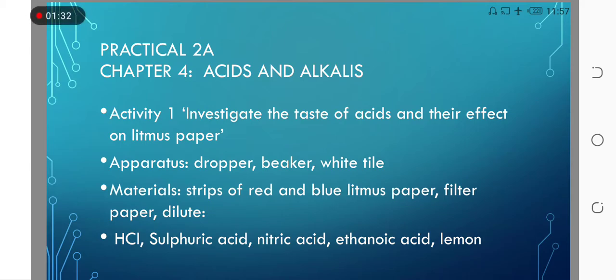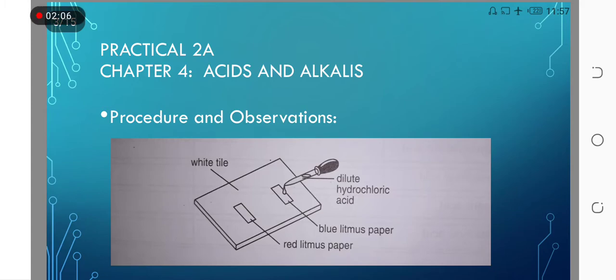In order to perform this practical, the apparatus required is a dropper, beaker and white tile. And the materials required are strips of red and blue litmus papers, filter paper and dilute solutions of hydrochloric acid, sulfuric acid, nitric acid, ethanoic acid and lemon. These are all the materials required to perform this activity. Okay, now come towards the procedure and observations.